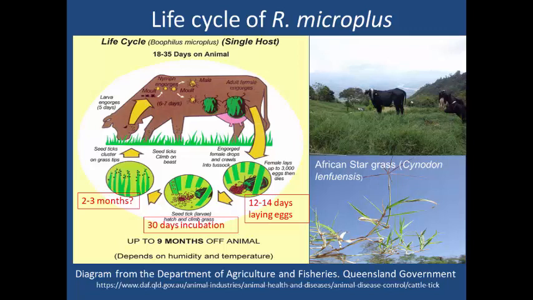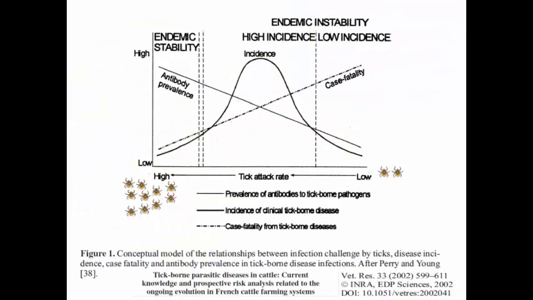The way I recommend control programs for ticks depends basically on what you see on this figure. In areas of low incidence of babesiosis, like the high plains of the Andes, anywhere above 6,000 feet above sea level, it's still too cold for the ticks to survive.